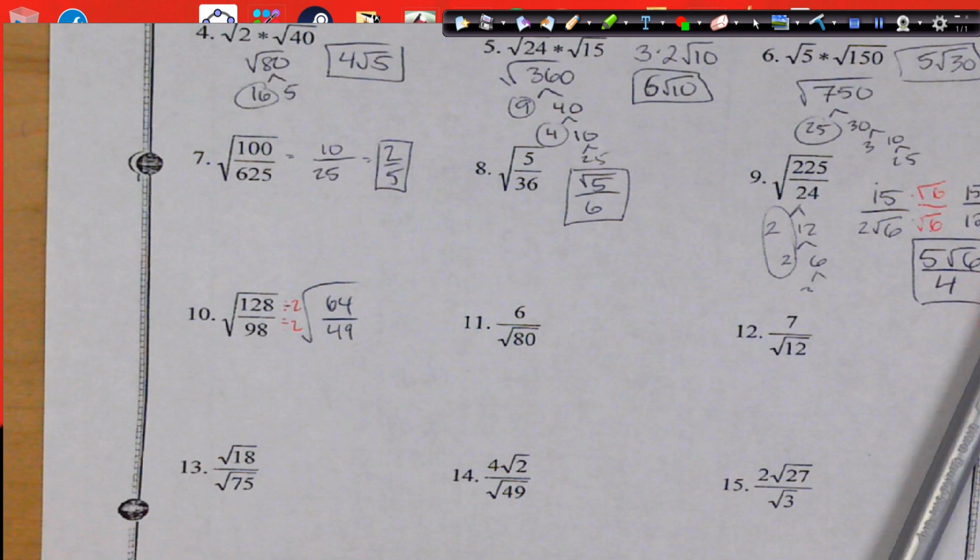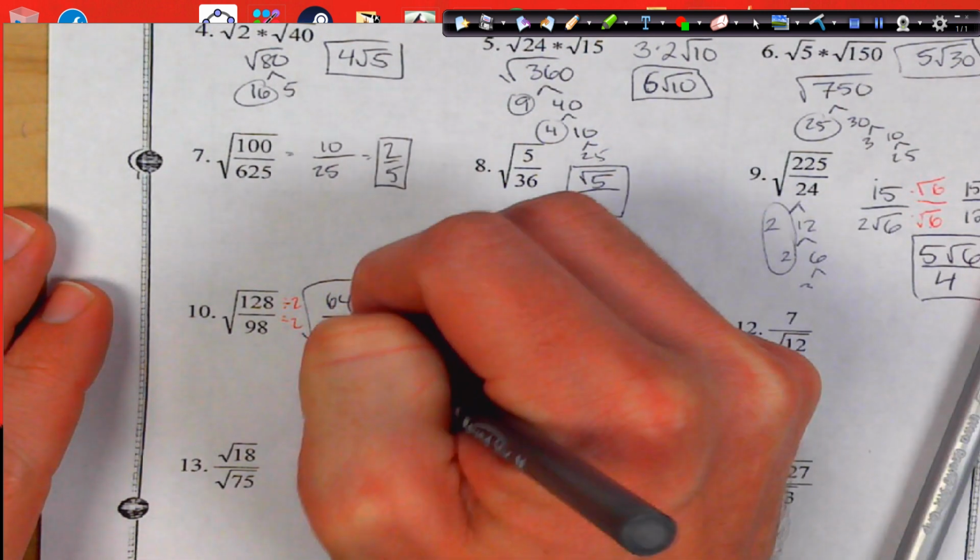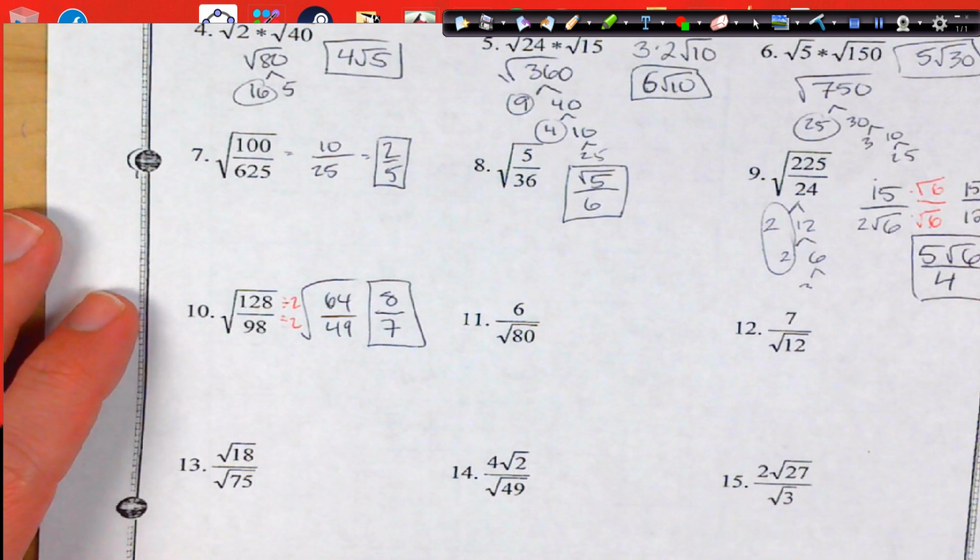Again, you can reduce the fraction once you have them both inside. And here we just take the square root. That's going to be 8 over 7. And you can't simplify that, no more.